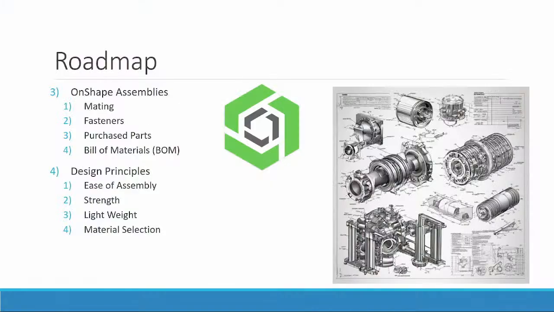Last week we talked about assemblies and found that OnShape is not as good as SolidWorks when it comes to assemblies. But we did talk about how to make part files as useful pieces in an assembly so that when you make a bill of materials, also known as your BOM, it comes out correctly.